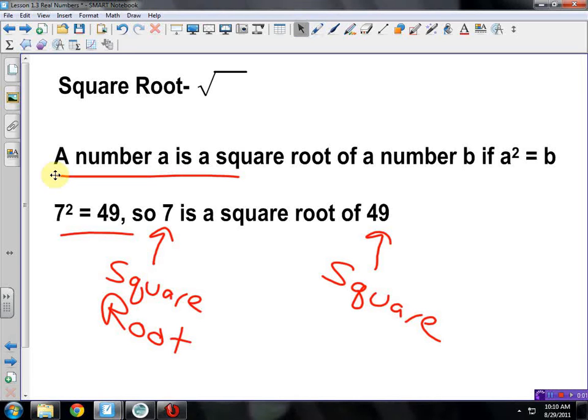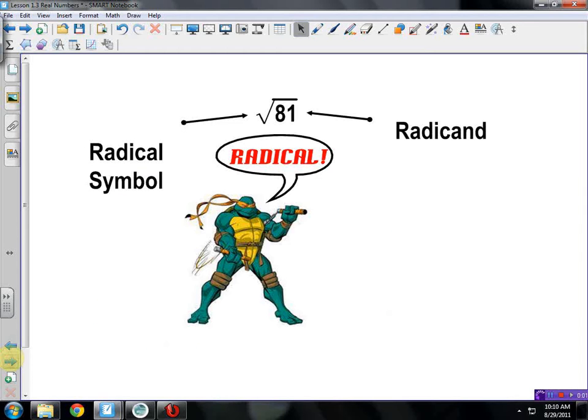Now, does anybody in here think math is really cool? Would anybody in here call math radical? All right? Depends. Well, you guys should all call math radical because math deals with radicals. Those square root symbols are called a radical symbol. The number inside is called the radicand, and all together it's called a radical. Okay?